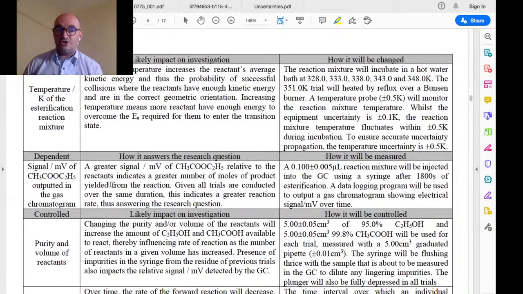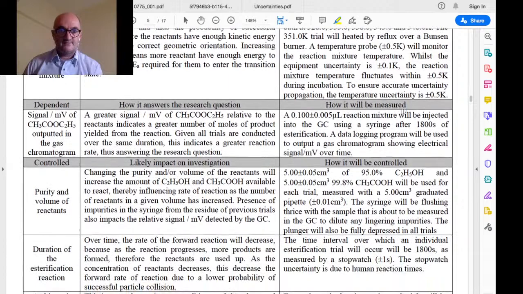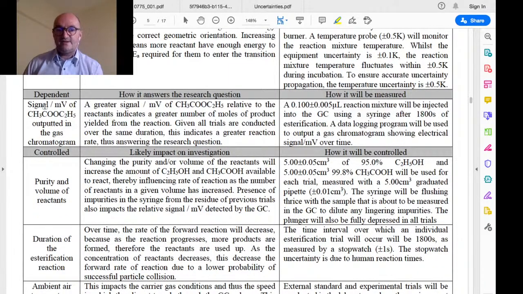So independent, the thing that you change is temperature. What's the effect? How is it going to be controlled? Well, it's got a temperature probe, monitoring the reaction mixture. Brilliant. I can't fault that. 1 decimal place, 1 decimal place. Perfect. Dependent, was the signal outputted from the GC? It could have put the area underneath the peaks, but it didn't.